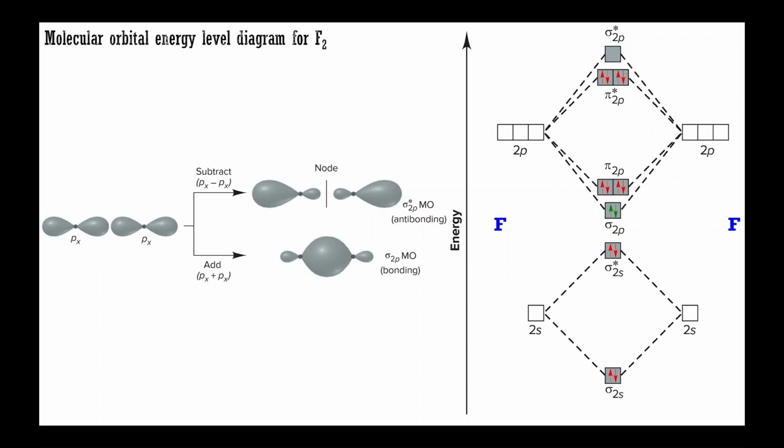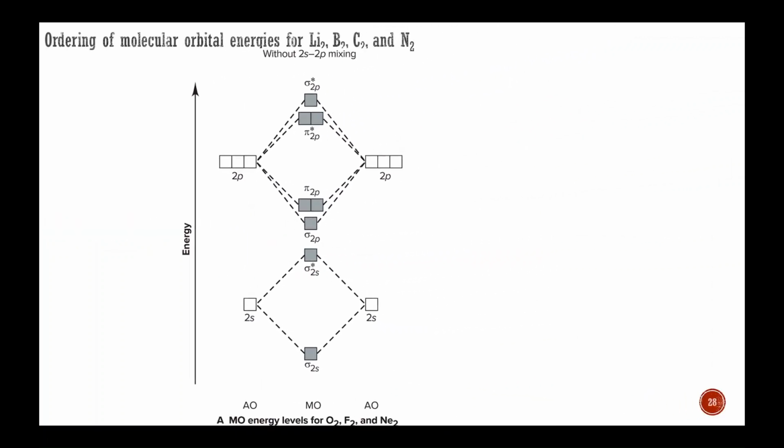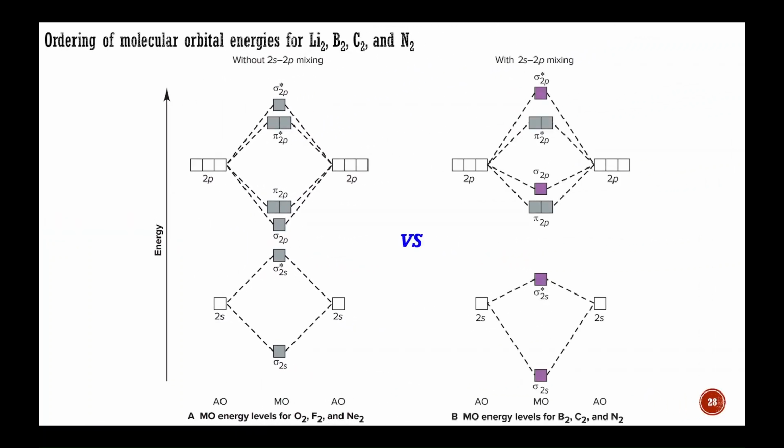For the molecule of fluorine, the order of orbital energies assumes that p orbitals interact only with other p orbitals and s orbitals interact only with other s orbitals. In other words, there is no significant interaction between s and p orbitals. However, the relatively smaller nuclear charges of boron, carbon, and nitrogen atoms cause their atomic orbitals to be held less tightly than those of atoms with larger nuclear charges.